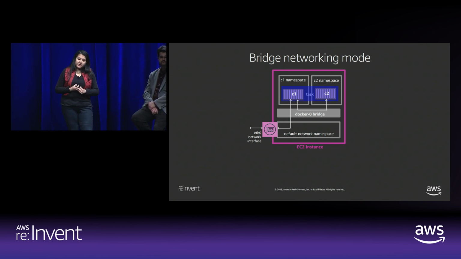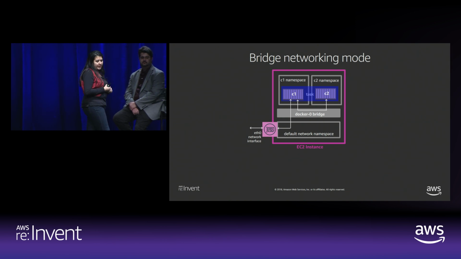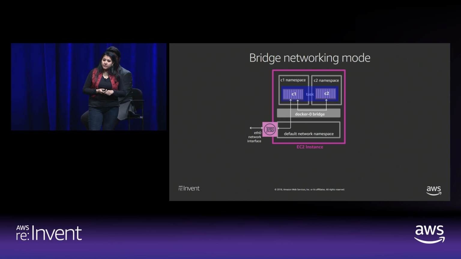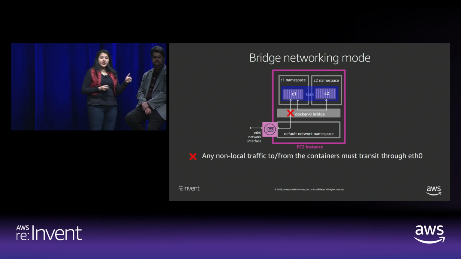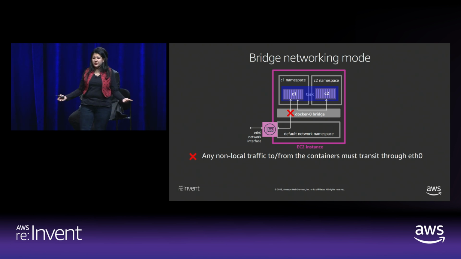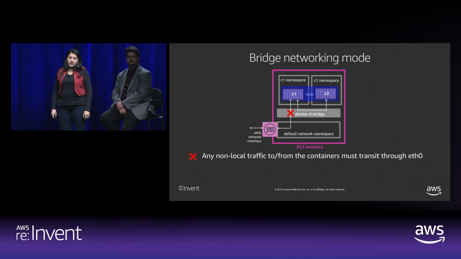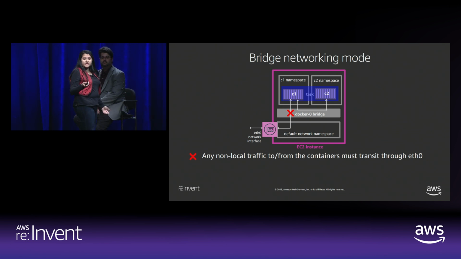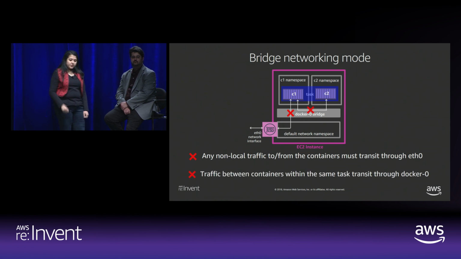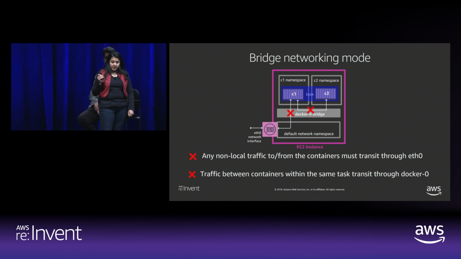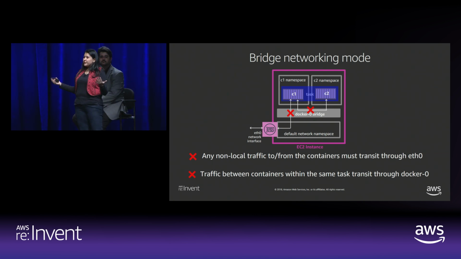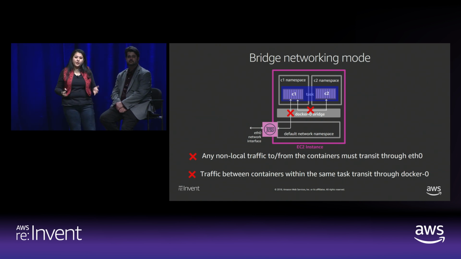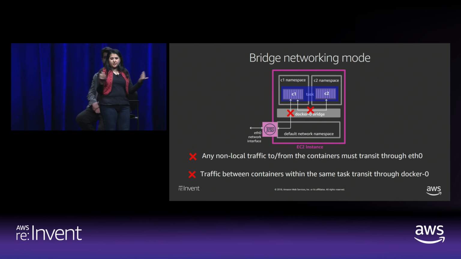And now we looked at this picture and said, OK, how do we take this model to the Fargate world? And we noticed that there were a few problems here. Problem number one, any traffic in and out of your task needs to transit through this host-level network interface. What do you do when the host interface isn't yours? It's AWS's host interface. Problem number 2, any communication between containers within the same task is transiting through this docker0 bridge, which is also something that's pre-installed on the host that's outside of the sandbox of the task.